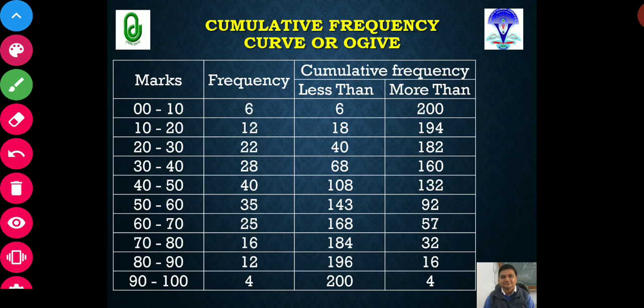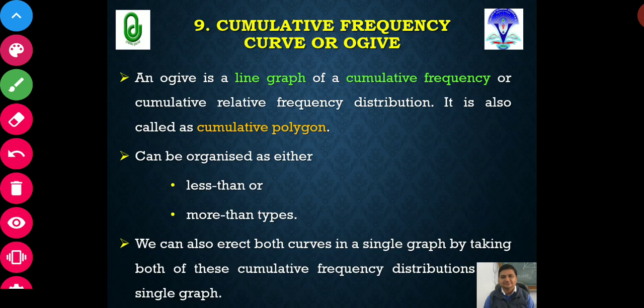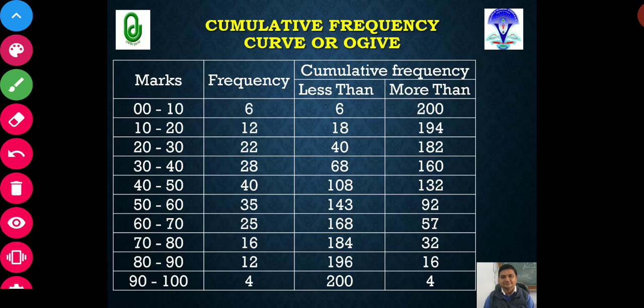So this is an example. Here you can see the marks of students: 0 to 10 marks 6 students, 10 to 20 marks 12 students, like that 90 to 100 marks 4 students. So this is the frequency column. From this frequency column we will prepare a cumulative frequency. The first one is less than cumulative frequency.